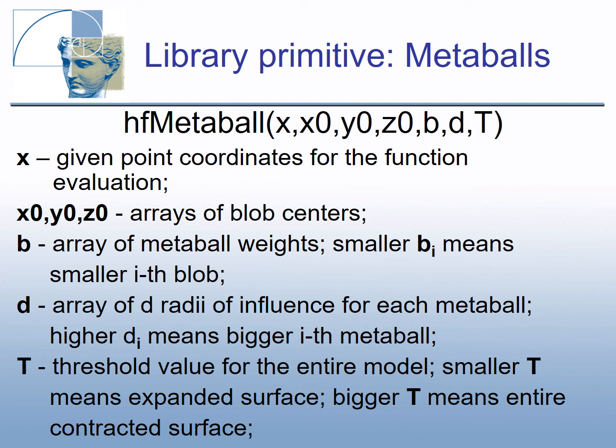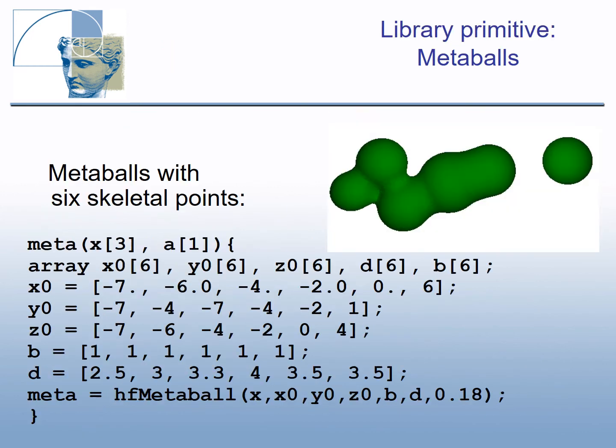Higher d-ith means bigger ith metaball. T is threshold value for the entire model. Smaller t means expanded surface. Bigger T means entire contracted surface. Metaballs with 6 skeletal points is present on the slide by the following HyperFun code using library primitive hfmetaball.